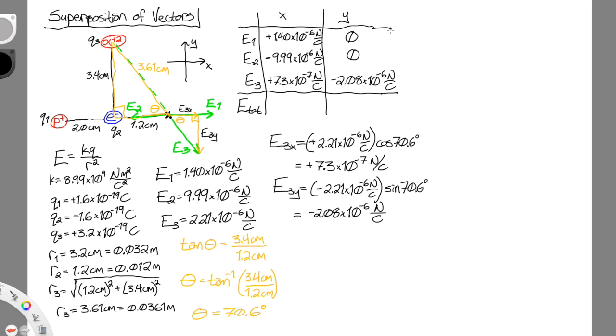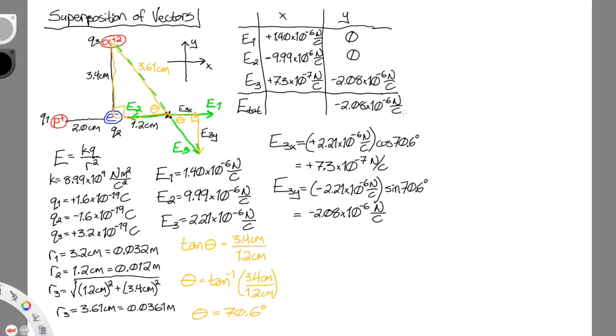So now step 3 is complete. We've chosen a coordinate system and we have split all of our vectors into components and put them into our table. Now we need to add up the x and y columns separately to get the x and y components of our total electric field vector. The y component's easy because we only have one thing over there, negative 2.08 times 10 to the negative 6 newtons per coulomb again.